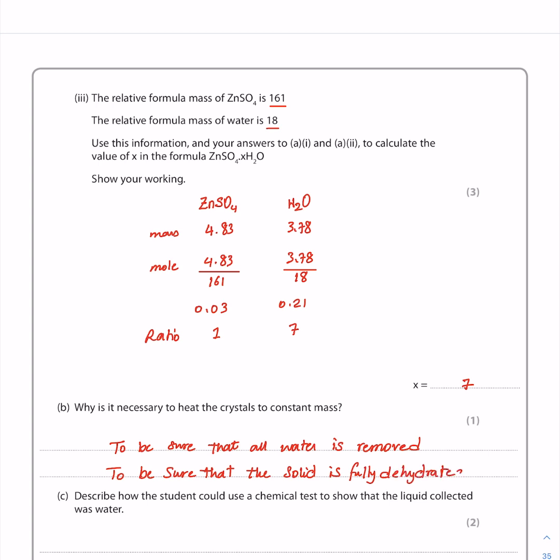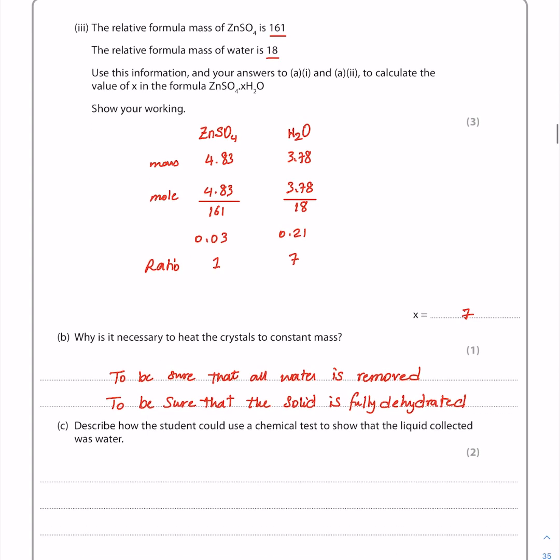طيب question C. Describe how the student could use a chemical test to show that the liquid collected was water. عشان يتأكد ان الليكويد كلها collected كلها مية او فيها مية، بيعمل adding للليكويد على anhydrous copper sulfate يقلب من white to blue. يبقى add الليكويد to anhydrous copper 2 sulfate. فالcolor changes from white اللي هو لون anhydrous copper sulfate لبلو اللي هو لون hydrated copper 2 sulfate. يبقى الcolor changes from white to blue.